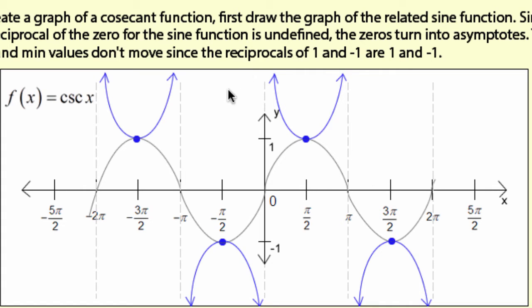So what you do is you sketch the sine function and then sketch asymptotes through the zeros, and then you just draw based on the points that are maxes and mins to get your branches. And that's all you do.